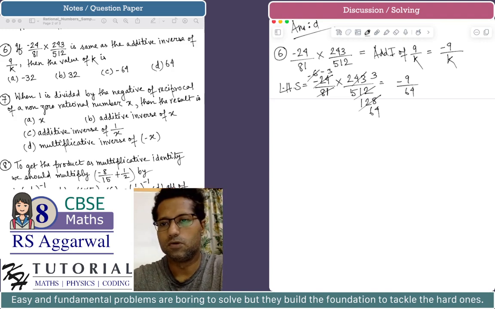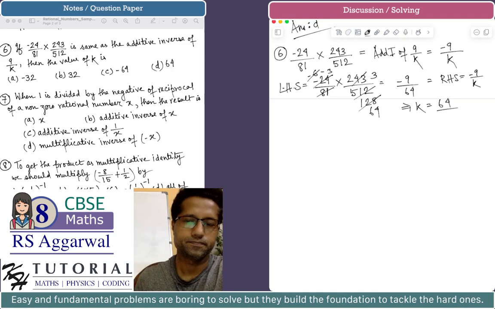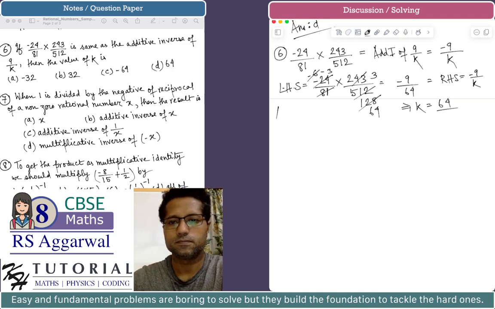So this is equal to the given RHS, which is equal to minus 9 by k. So definitely this implies k is equal to 64. So the answer is choice D.